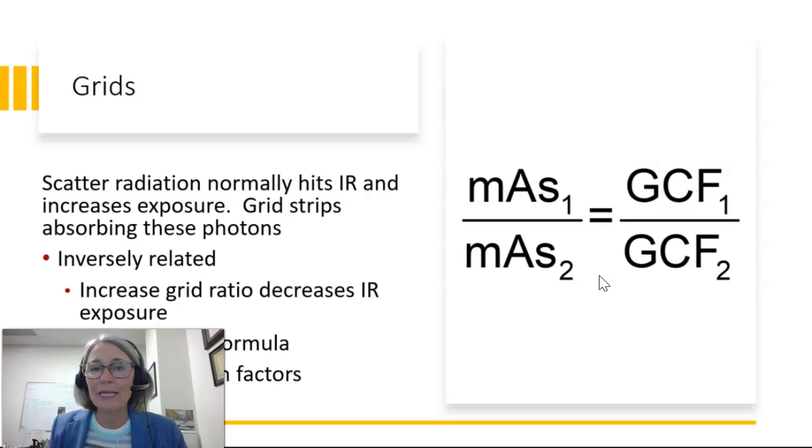Now it's directly related. So mass 1, grid conversion factor 1. Mass 2, grid conversion factor 2. It's not squared. Okay, so you just plug it in. It's going to give you the new mass that you need for using that grid.